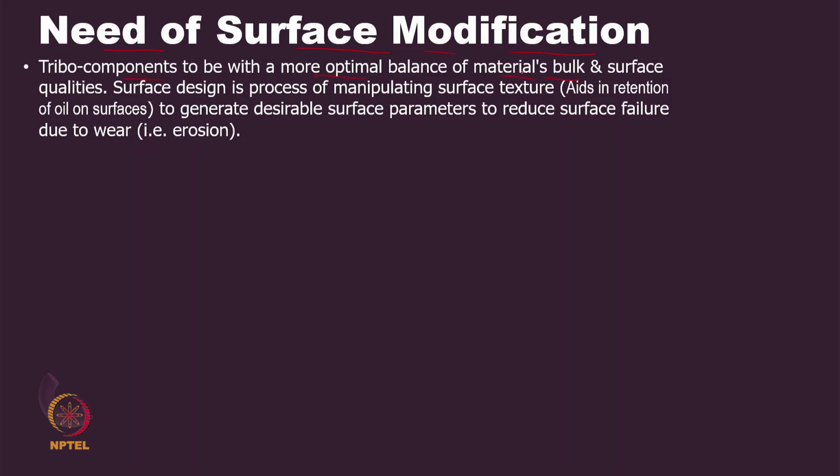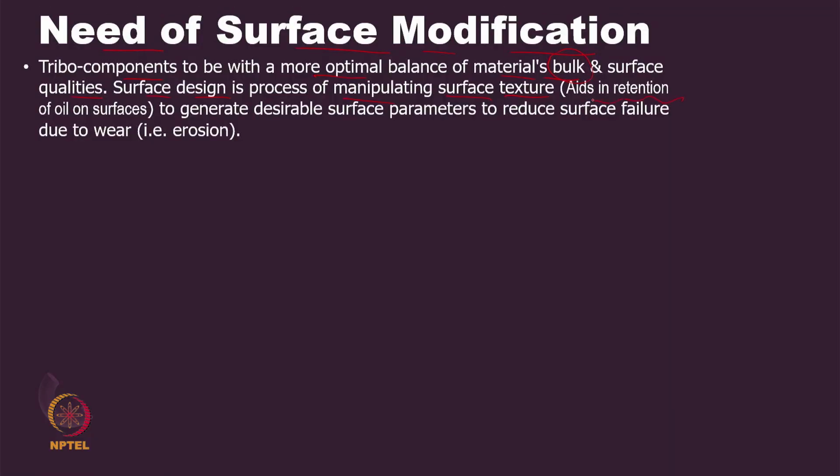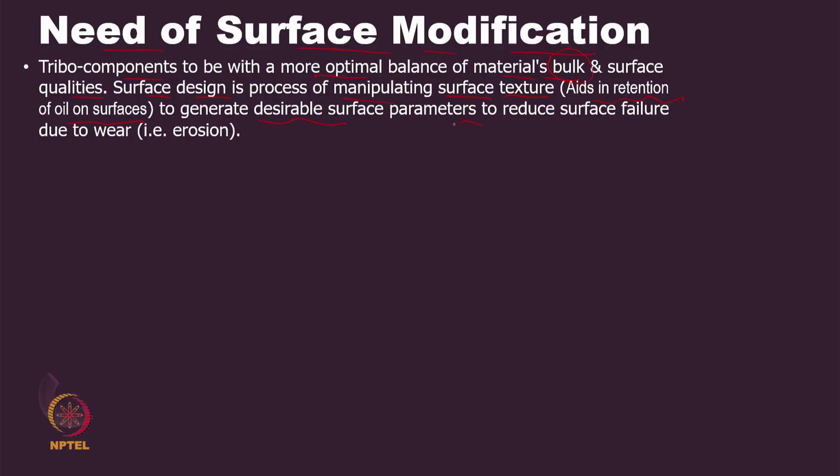So we really require mechanical properties, which are bulk properties, and we require surface qualities also. And so you say surface design is a process of manipulating surface texture. When I'm using the word surface texture, it doesn't mean only one thing. It can also add some sort of retention of the oil on the surface. So it is really providing some lubricant properties, so that friction can be reduced, wear can be reduced, and to generate desirable surface parameters to reduce surface failure due to wear, be it erosion or abrasion also.